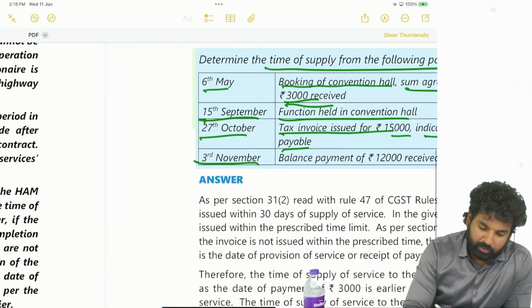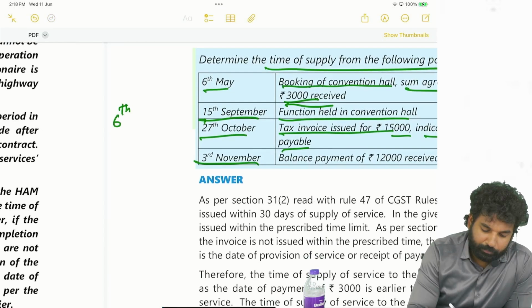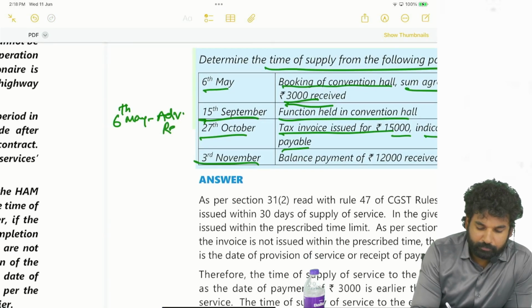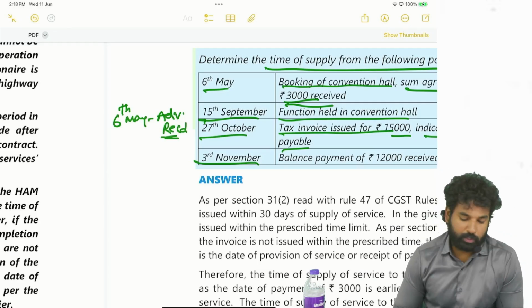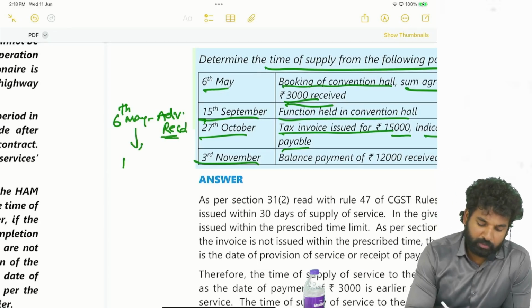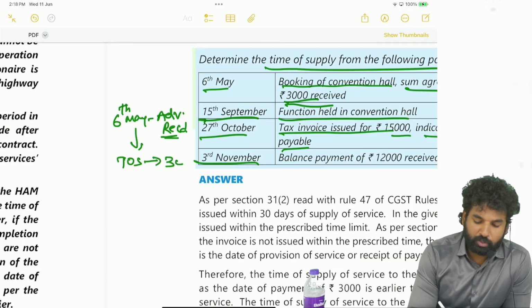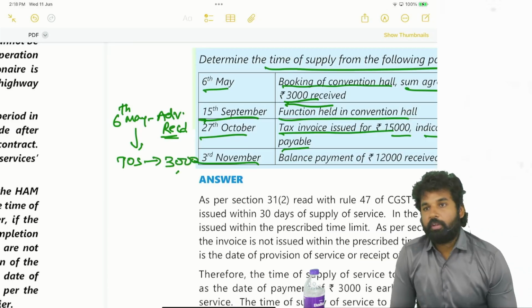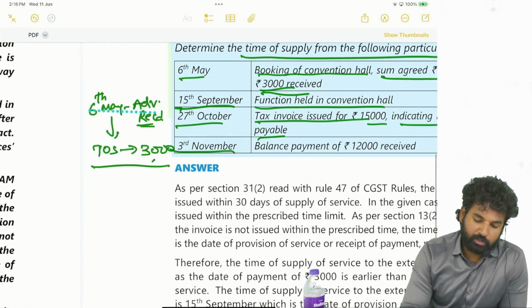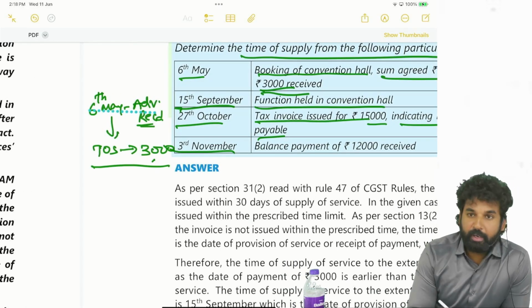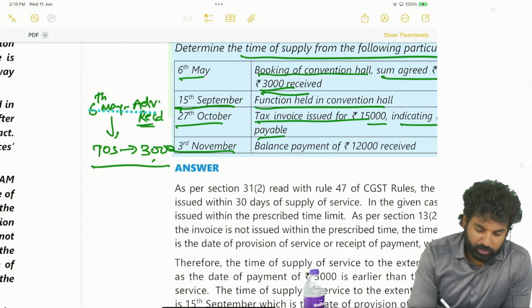Tell me, for 6th May, advance received. Advance received 6th May. Okay, so this will be the time of supply for 3,000 rupees. Next, for the remaining 12,000 rupees, when is the supply made? Provision of service. Provision of service 15th September.